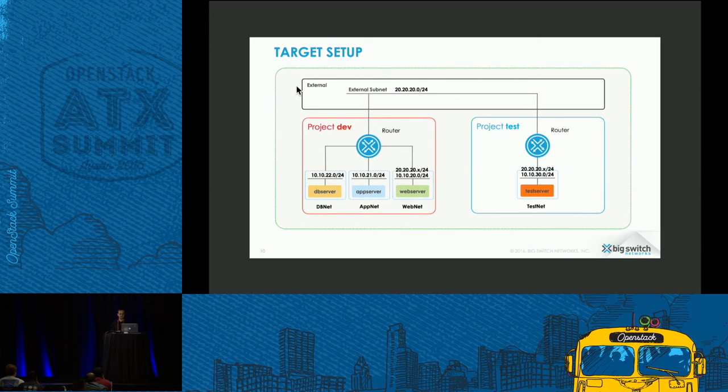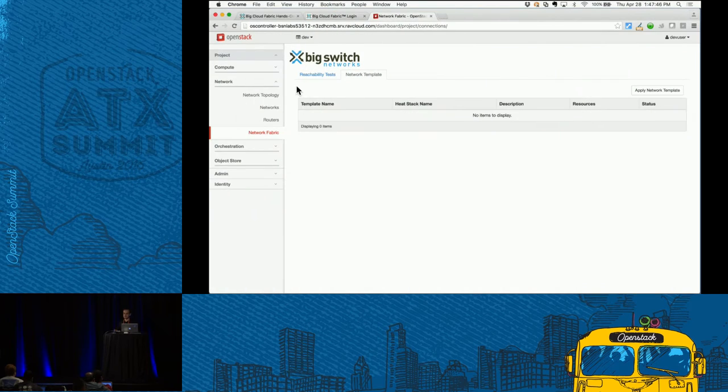We want to deploy that three-tier app in the dev project. We'll go into the details of what is in that app. But before doing that, let's go ahead and just deploy the app and let it run in the background while we talk about what's in the Heat template and what are the main components of it.